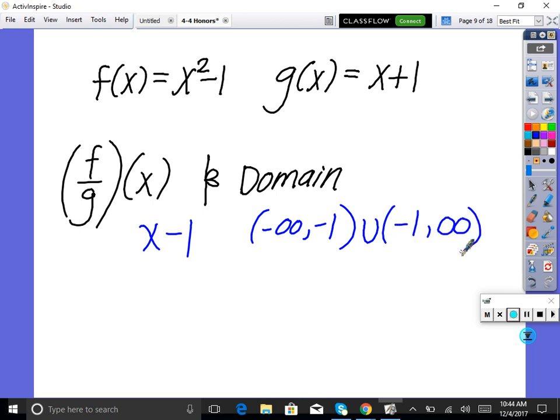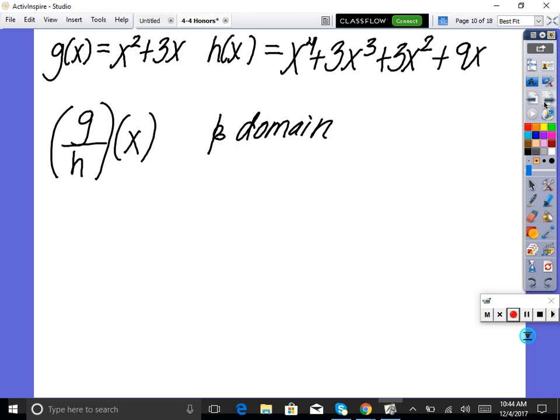Wouldn't our domain be -1? We can't divide by 0. If x plus 1 is in the denominator, x cannot be -1. Good job for those that did that. Okay, good. Awesome job. We're going to get into some harder and harder ones.